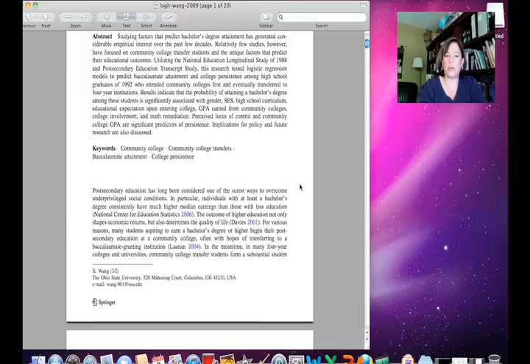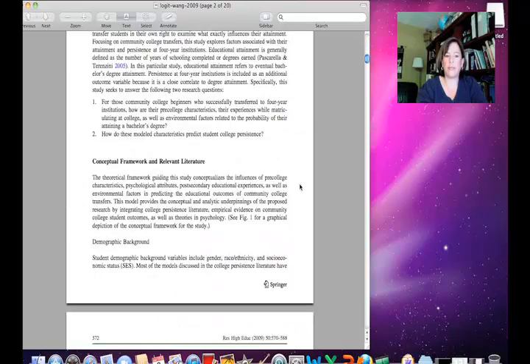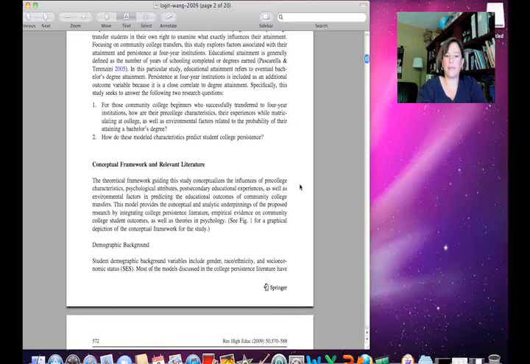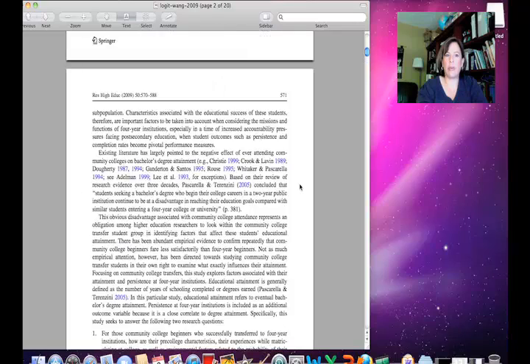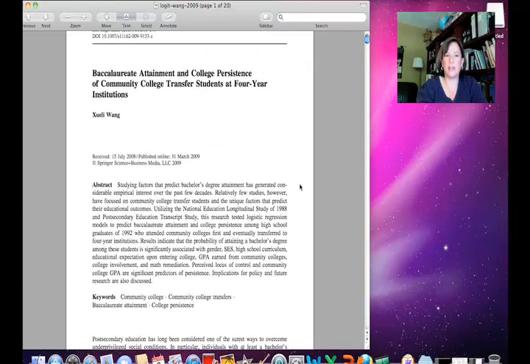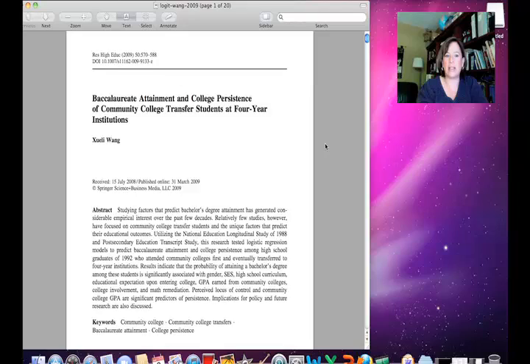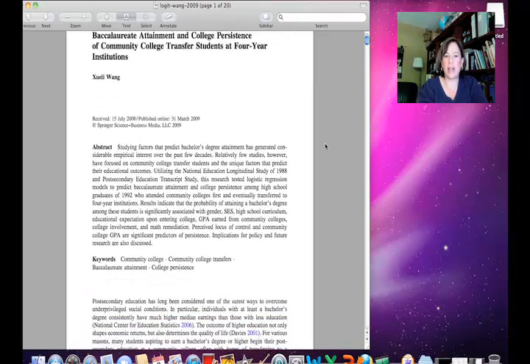This journal article is from the, I don't remember. Something about higher education. I can tell right up here. Called Baccalaureate Attainment and College Persistence of Community College Transfer Students at Four-Year Institutions from 2008. Again, here's the abstract.